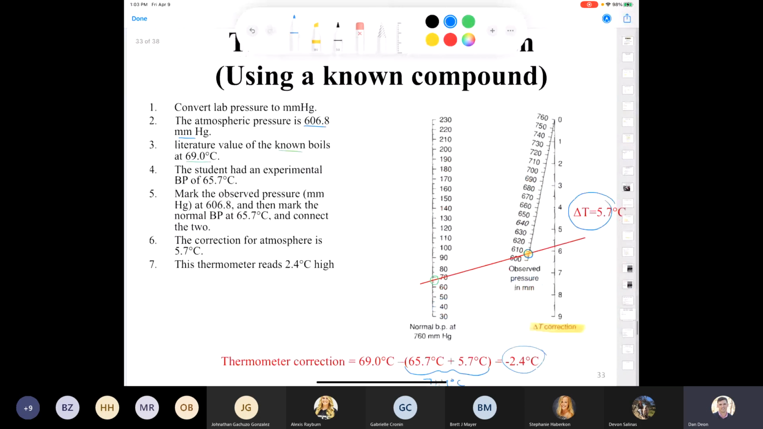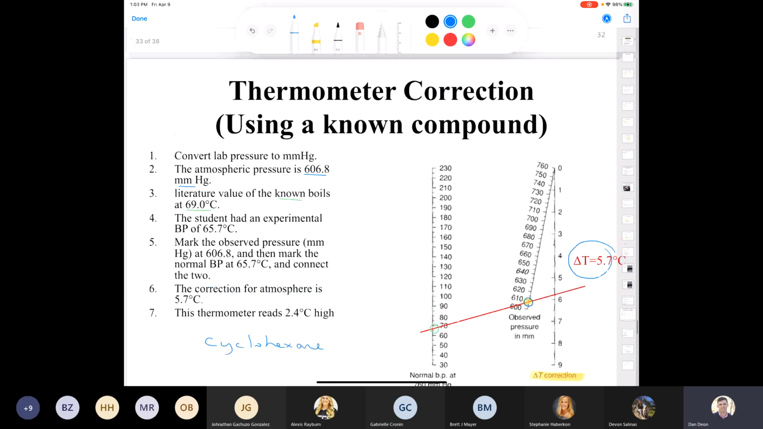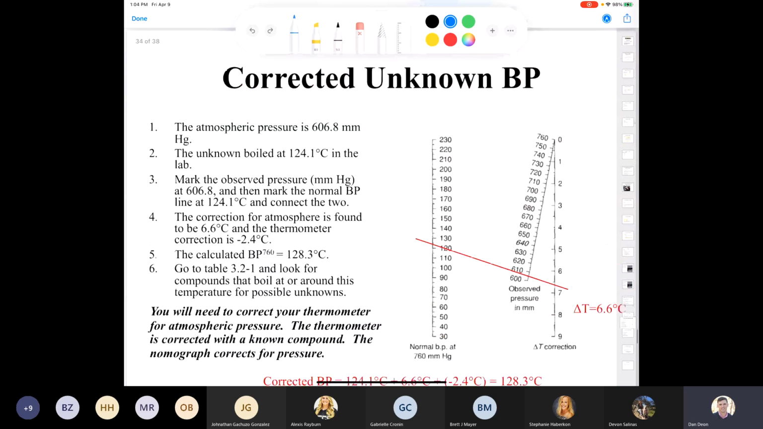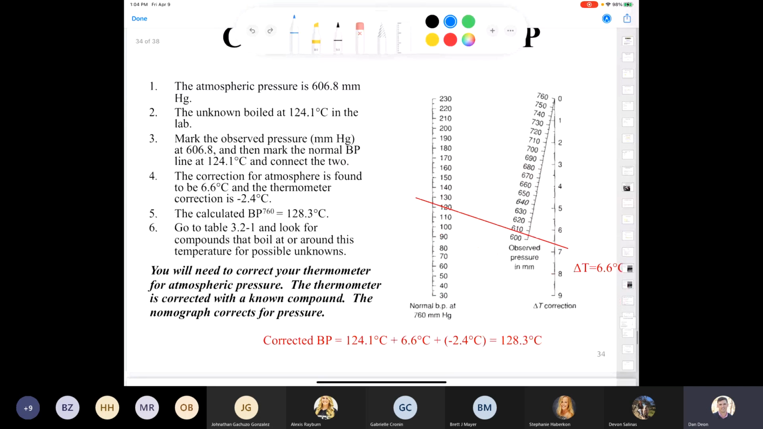So this part of the experiment you're going to do with your cyclohexane, right? You're going to determine the error in your thermometer, or your thermometer correction, using the cyclohexane. Now you can use that negative 2.4, or that understanding that your thermometer reads 2.4 degrees Celsius too high, to determine the actual boiling point of your unknown at atmospheric pressure. So follow along with me again. Again, the atmospheric pressure hasn't changed.